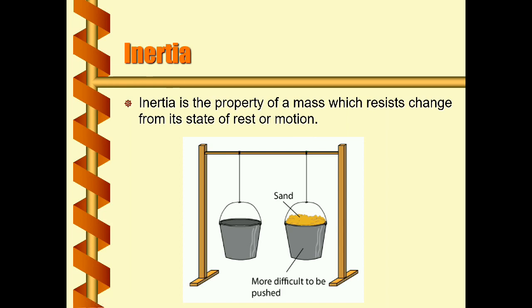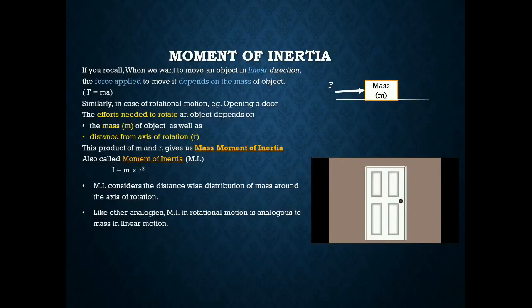So the inertia of the bucket which is heavier will be larger, and the inertia of the bucket which is empty will be smaller. So that is actually related to mass. Inertia is nothing but a measurement of mass. If a body is heavy, it will have larger inertia. If it is light, it will have smaller inertia. So it will be difficult to push the bucket full of sand. This is an example of inertia.